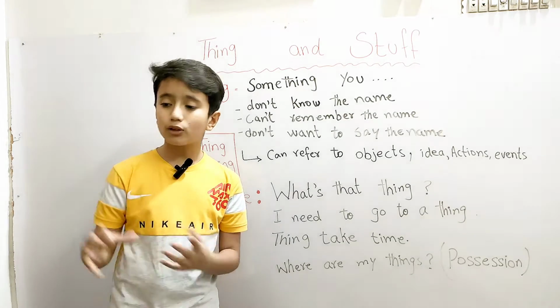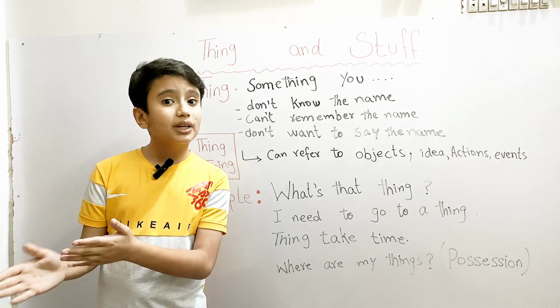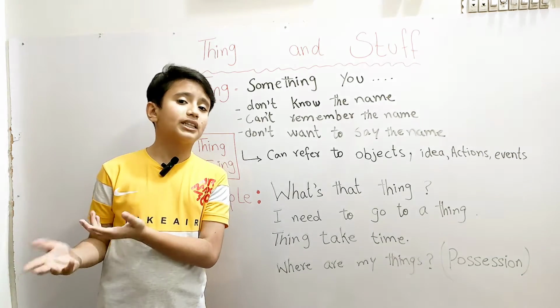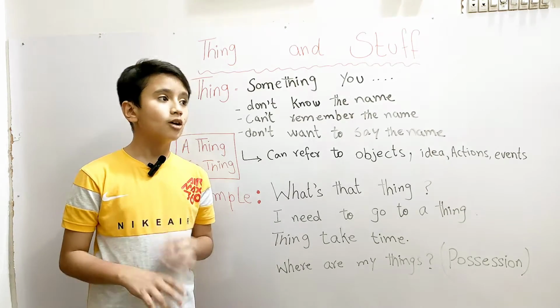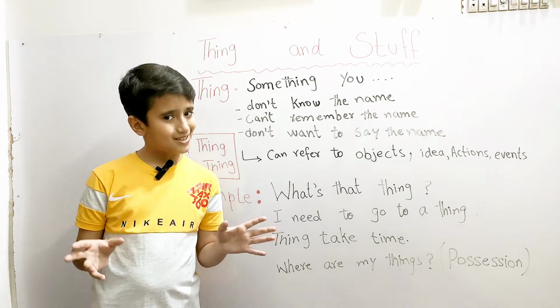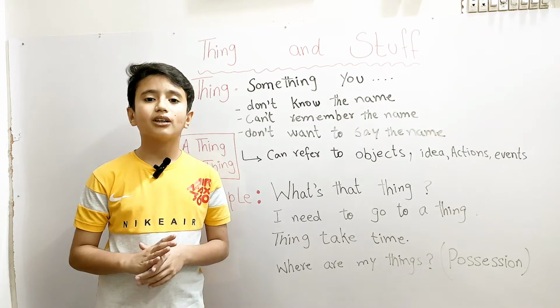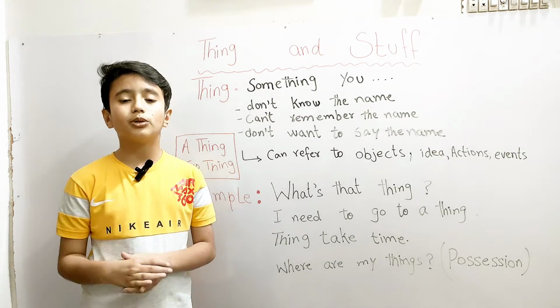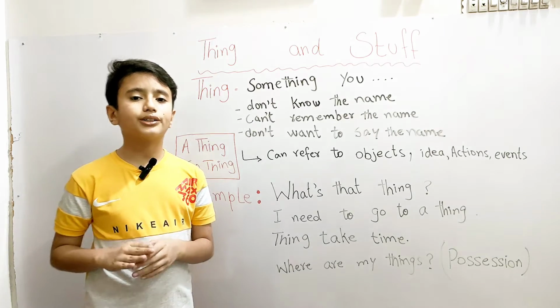So in this case scenario we won't specify, but we would rather say, for example, where are my things? I don't want to say the name, I don't want to specify what those things were. For example, if you have a carton of some kind of material or anything, for that reason you can ask people, where are my things? Where is the carton I gave to you?